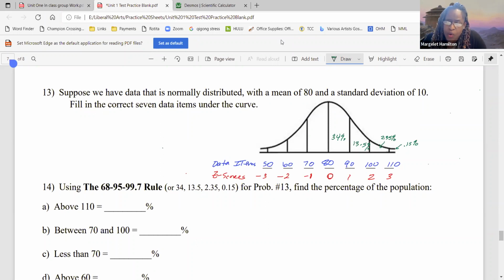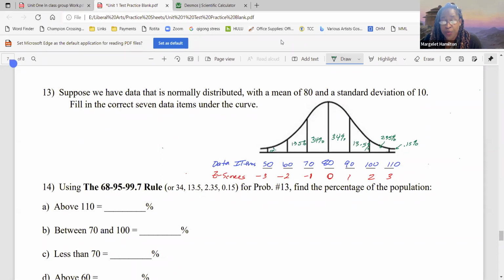Okay, let's see what we got going on. We already got half labeled. Let's label the other half. Remember, it's symmetrical, so we fold this over. It's the same on the other side. We're only giving you half of the graph. You got to fill in the rest. It's the same thing: 34%, 13.5%.